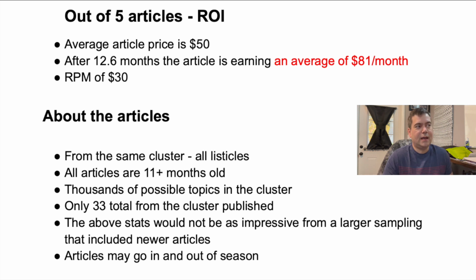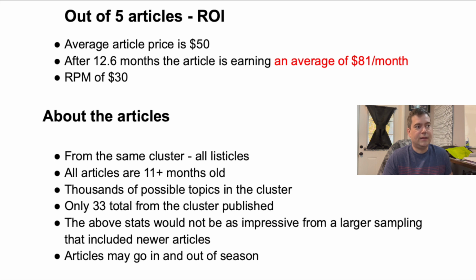Out of those 10, I selected 5. And the reason I did that is because those 5 had aged almost a year or more. I think out of those 5, they were all either 11 or 12 months old or older. So out of those year-old articles or more, the average article price was about $50.